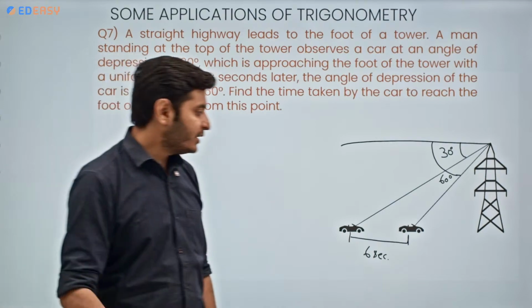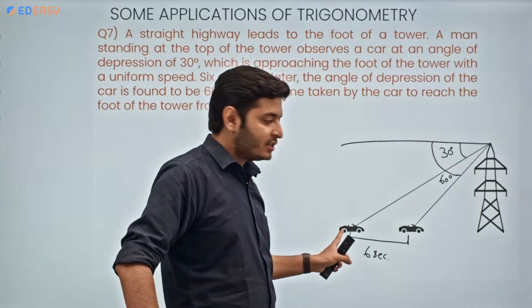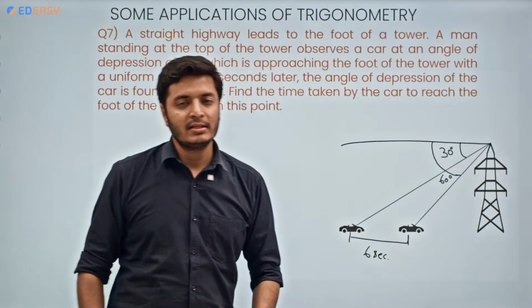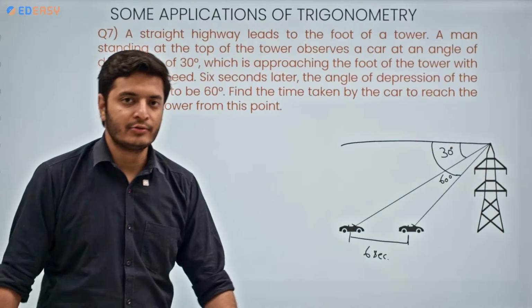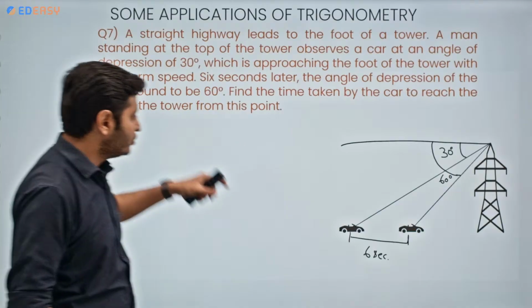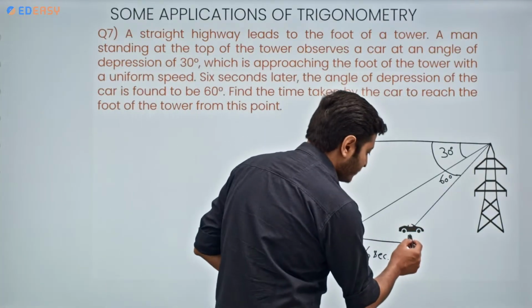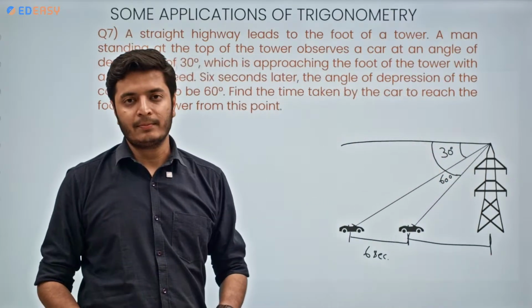But one thing is given, that the time taken by the car from this point to this point is 6 seconds. Can we use this? Of course, we are going to use this, because we need to find the time taken by the car to reach the foot of the tower. So from this point, how much time will it take to reach the foot of the tower, that we need to find.